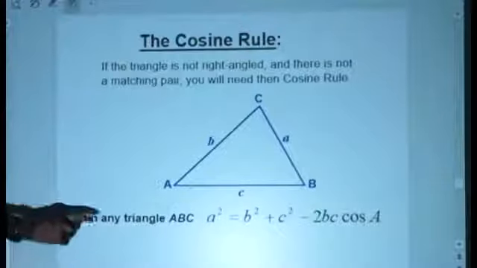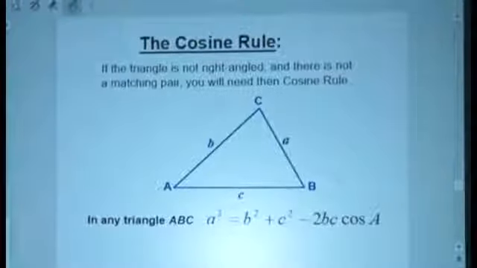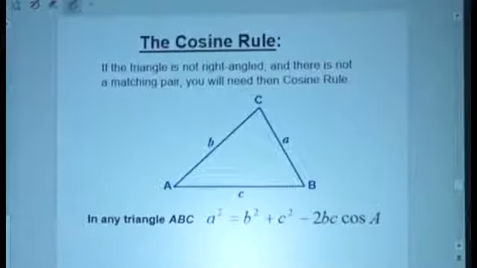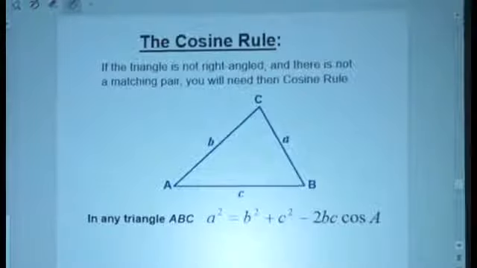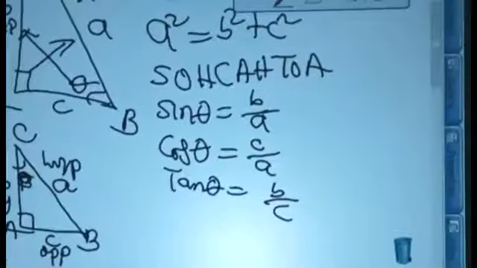Welcome back, students at home. We want to go on to the cosine rule. If the triangle is not right-angled and there is not a matching pair, you will need the cosine rule. And the formula is: in any triangle ABC, a squared equals b squared plus c squared minus 2bc cos A.